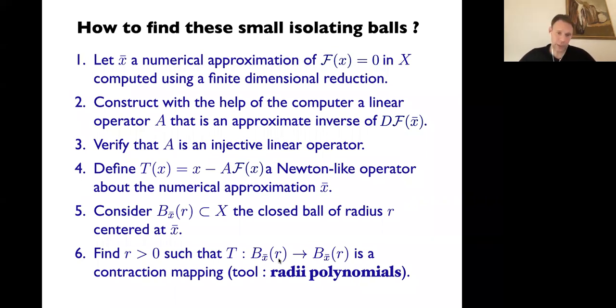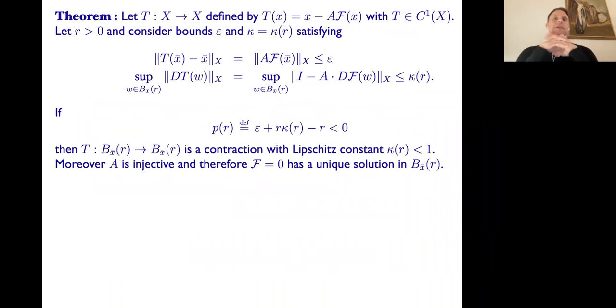Okay, so let me be a little bit more explicit about how to show that we have a contraction mapping for T. So here's the theorem, which is very much in the spirit of a Newton-Kantorovich type theorem. I'm going to be a little bit more explicit about it here. So let's consider T, our Newton-like operator.